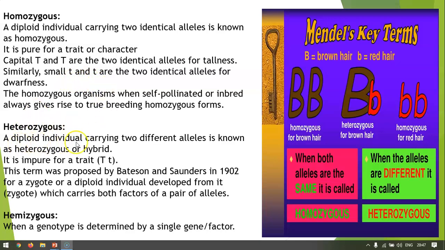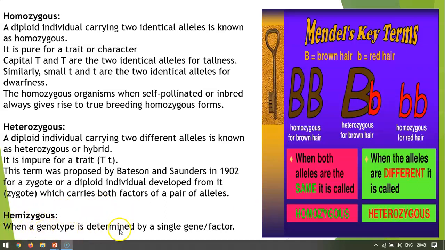Heterozygous condition: a diploid individual carrying two different alleles is known as heterozygous or hybrid. It is impure for a trait. Homozygous individuals are pure for that particular trait. So you have one capital T, one small t. Here in this picture, you can understand two capital B's. When both the alleles are the same, they are called homozygous. When both the alleles are different, they are called heterozygous.